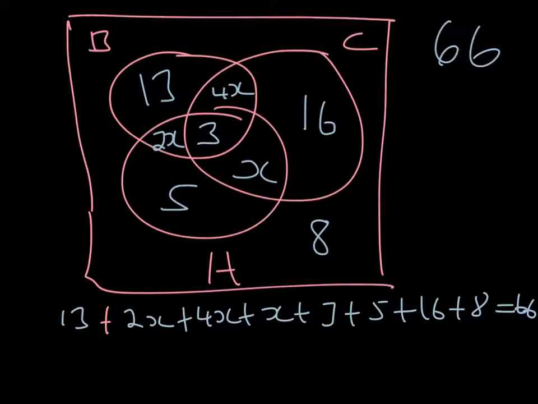We can simplify that to give us 7X is 21, and therefore that implies that X equals 3, which is the mark for that.